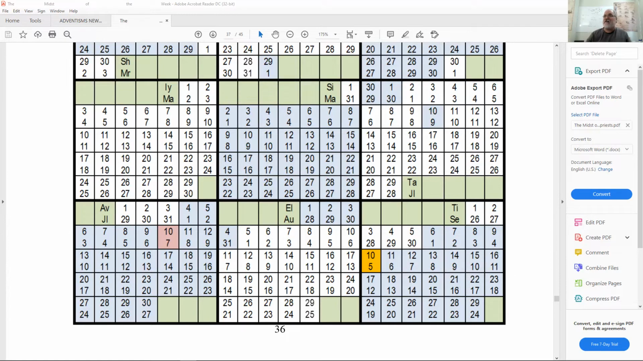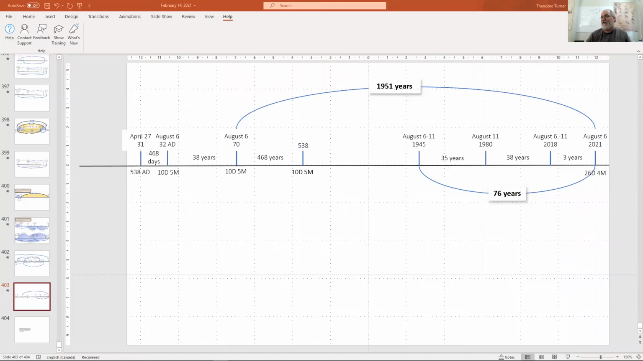So if you go back to this chart that I showed you initially, and I hope people are following this because I'm not getting much feedback. I know people are tired, but you can see here I have August 6, 70 AD for the 10th day of the 5th month. So that's a revision that I'm making on how I understand the counting.